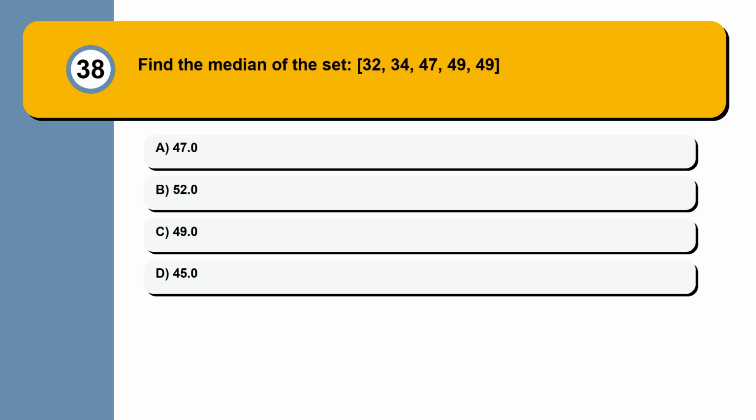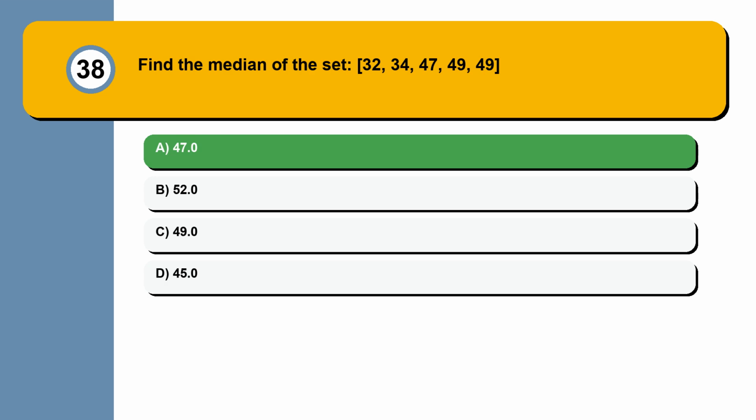Question 38. Find the median of the set 32, 34, 47, 49, 49. 47.0, 52.0, 49.0, 45.0. Calculated result is 47.